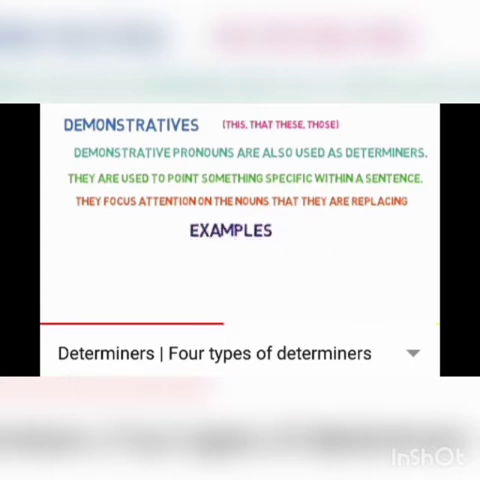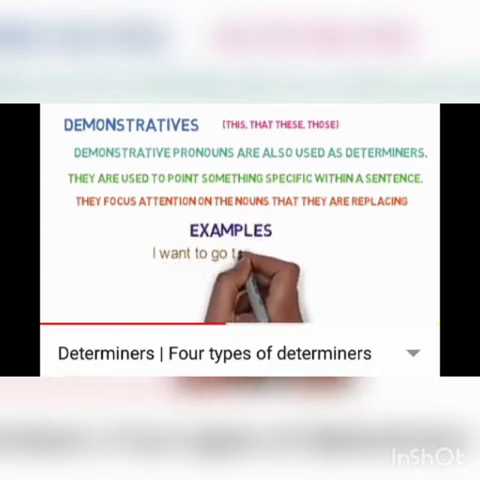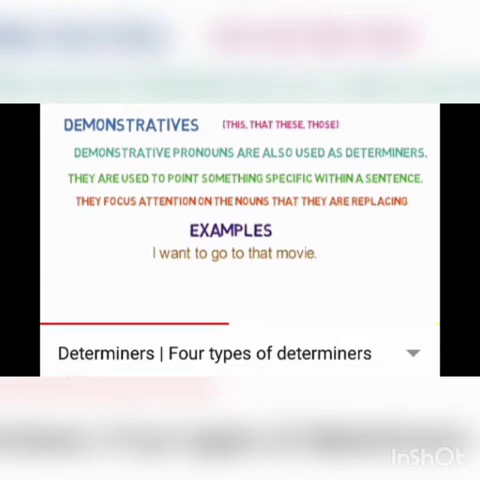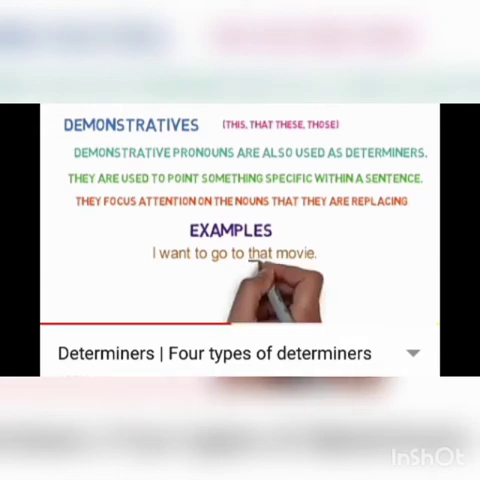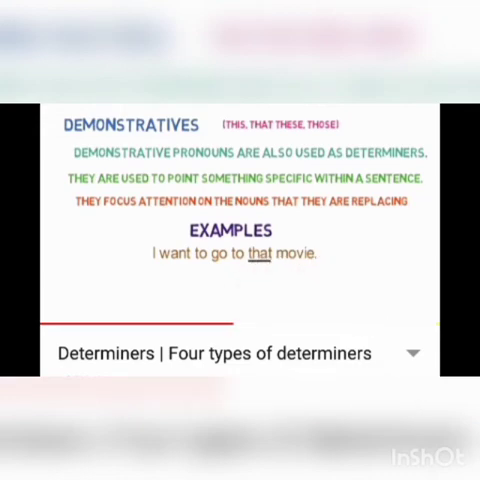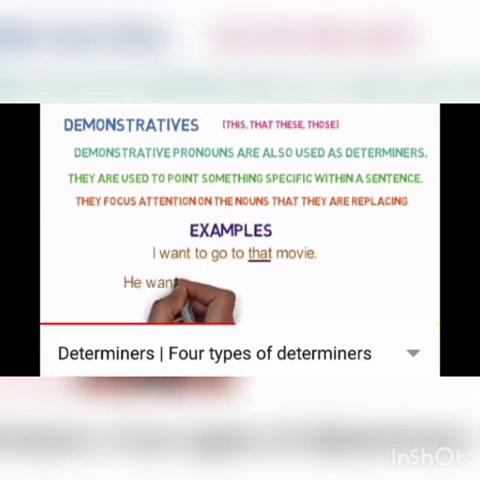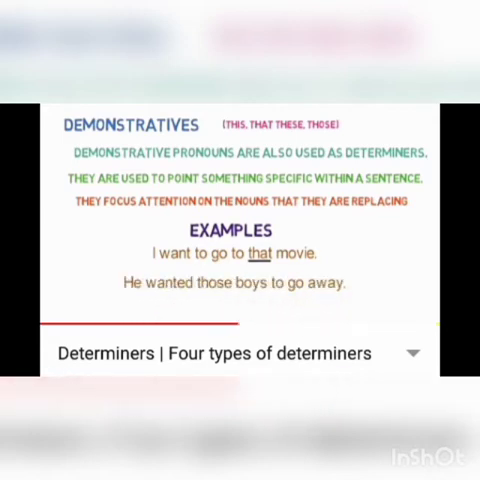I want to go to that movie. Here we are pinpointing specifically to that movie. Let's look into one more example. He wanted those boys to go away. Here we are pinpointing specifically to those boys. So these are the examples of demonstratives. As demonstratives determine nouns, they come in the category of determiners.